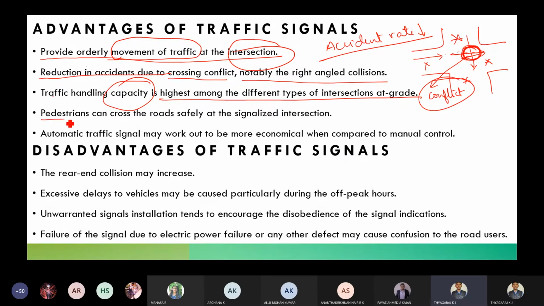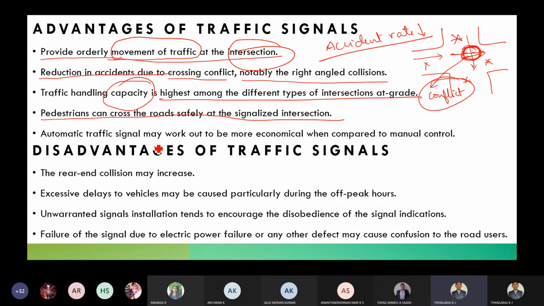Then pedestrians can cross the road safely at a signalized intersection. That is, we can easily achieve the safety of pedestrians also. Pedestrian safety can be achieved easily at the signalized intersection. Why? Because a separate signal will be provided for the pedestrian crossing.